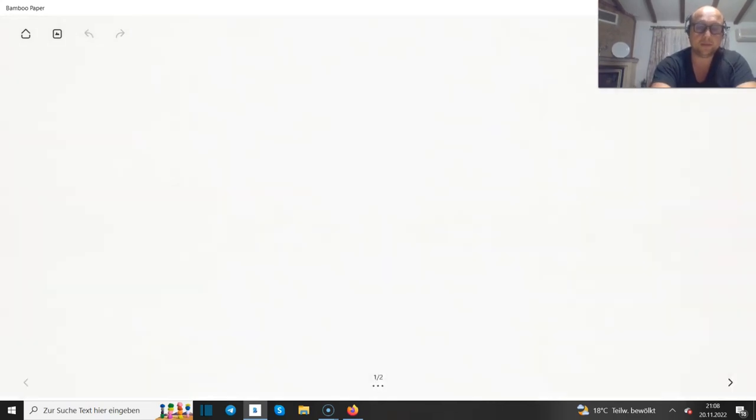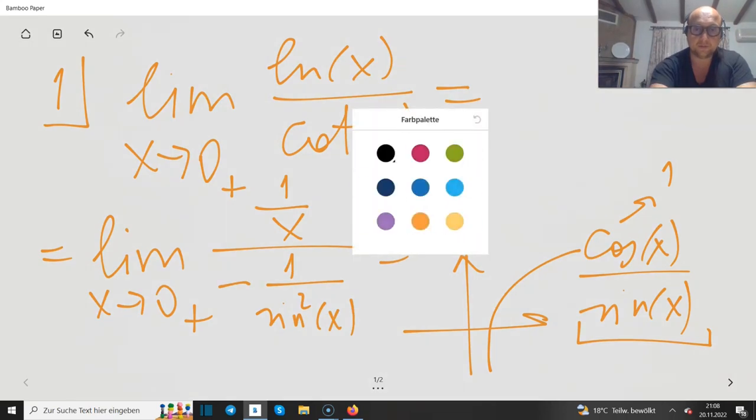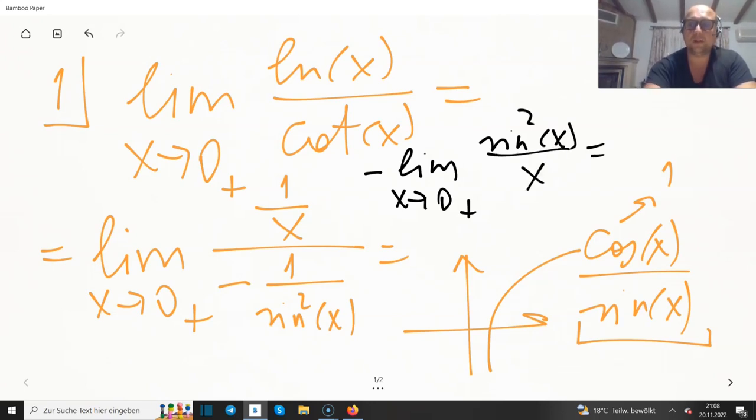So minus 1 divided over the sine squared of x. So we can kick the minus out. We can produce reciprocals. So basically we have here a limit, x towards 0 from the right hand side, minus in front, because of the fraction rule, sine squared of x divided by x, and well, this is now 0 divided by 0.